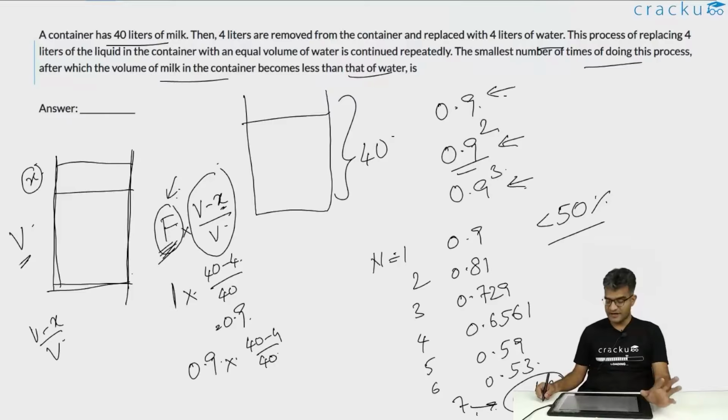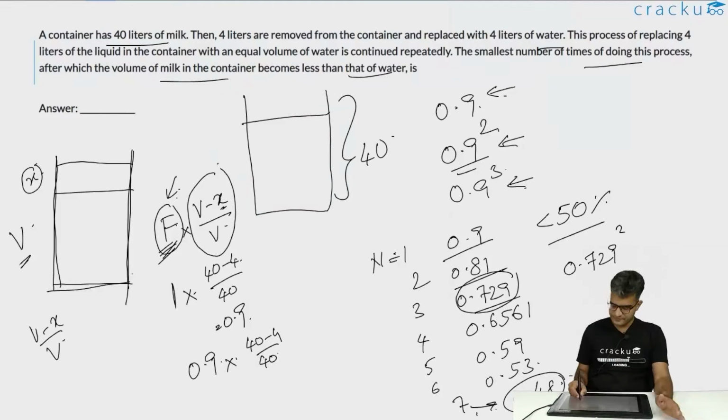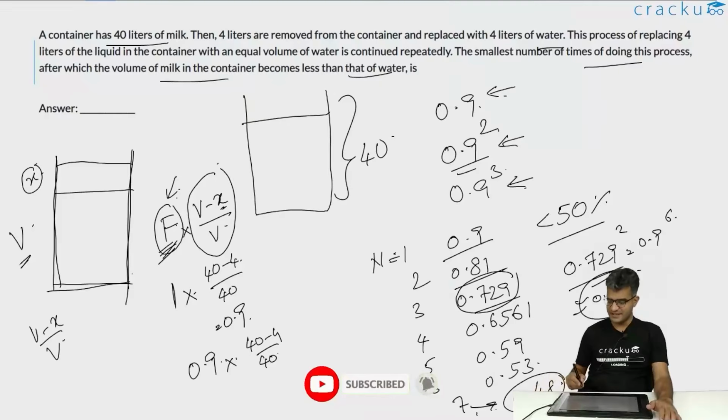If you are wondering how you can do it easily, you would know 0.9, 0.81 and 0.729, the first 3 powers of 0.9. 0.729 whole square will be equal to 0.9 to the power 6. You can calculate 0.729 whole square, this will be approximately 0.53.